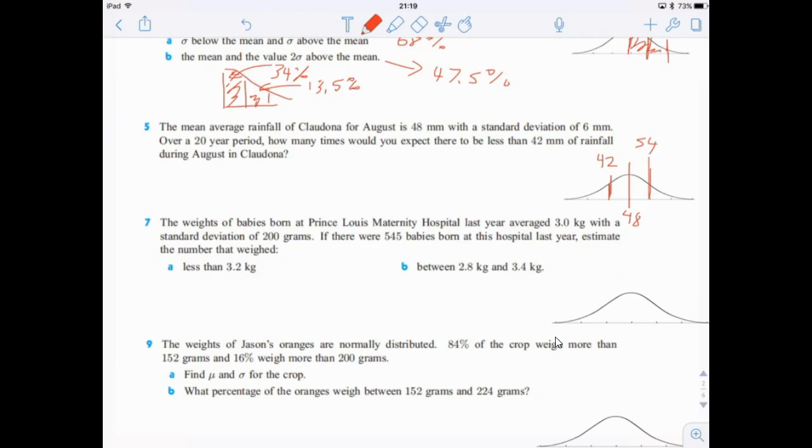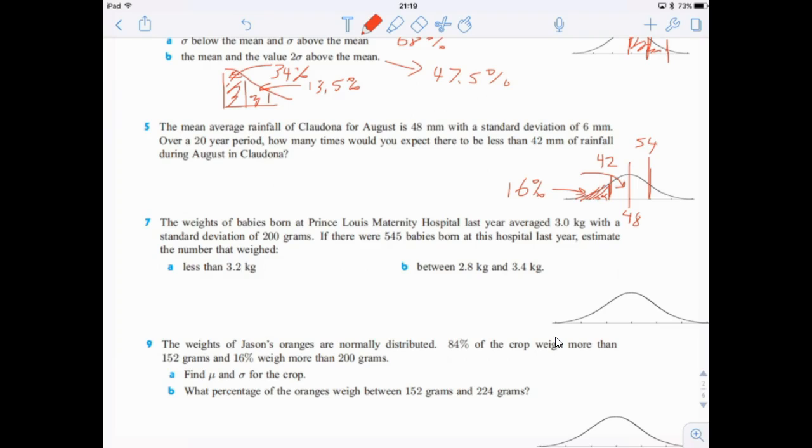Let's see. Over a 20-year period, how many times do you expect there to be less than 42 millimeters of rainfall during August? So that would be this section here. This section here is going to be half of 68%, which is 34%, right? And then the whole half is going to be 50. So 50 minus 34% gives us 16%. So this red region here is actually 16%. So the probability is 16% that you're going to have less than 42 millimeters.